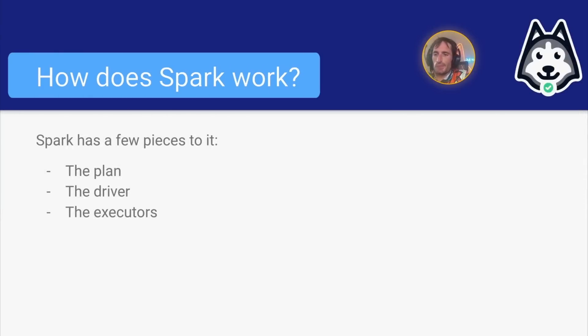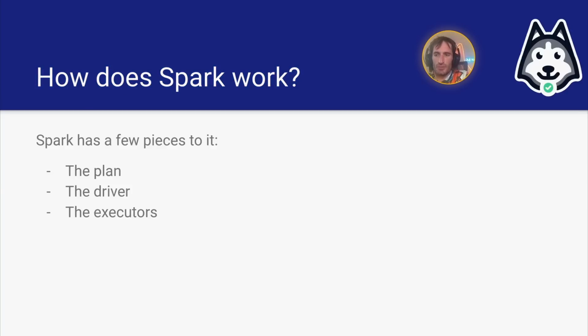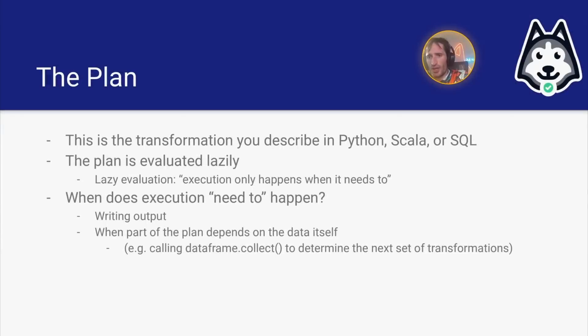Okay, so how does Spark work? I like to use the analogy of Spark as a basketball team. The basketball team has 3 things in it. It has the plan, which is the play that the basketball team runs. The driver is like the coach of the basketball team, and the executors are the players of the basketball team. We're going to be using more analogies here. I need to update these slides so they actually have basketball players in them, but it'll make a lot more sense as we go through this. So remember, we have the play, the coach, and the players, and those are called the plan, the driver, and the executors.